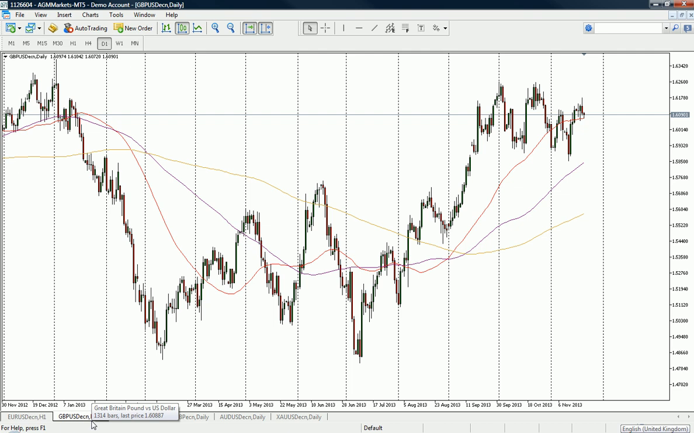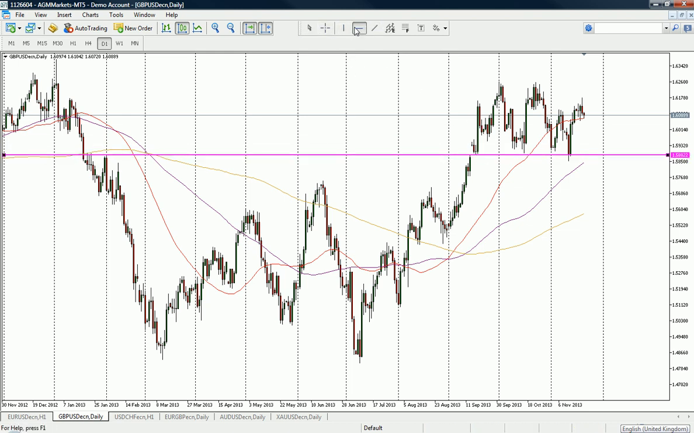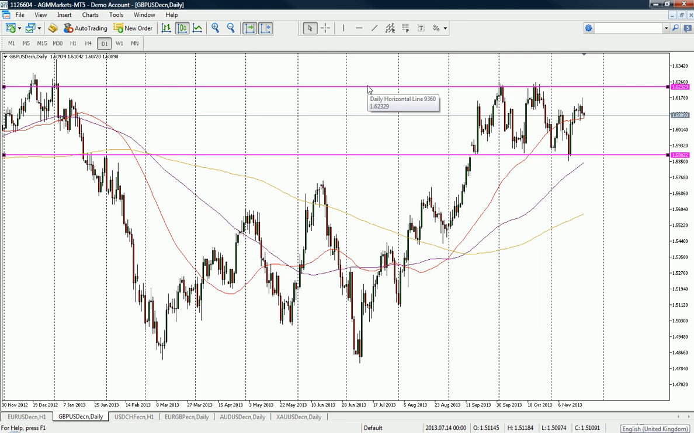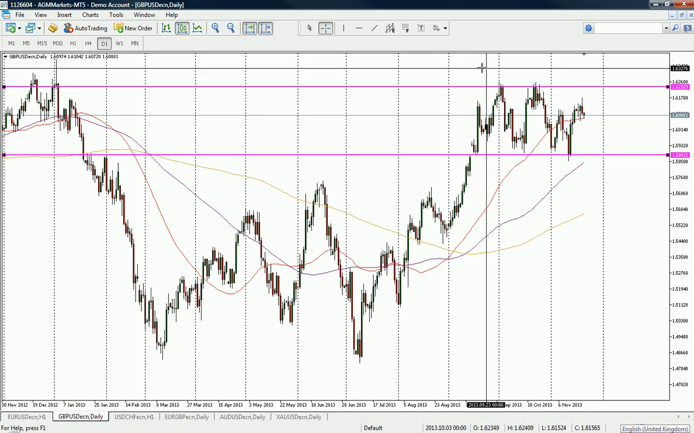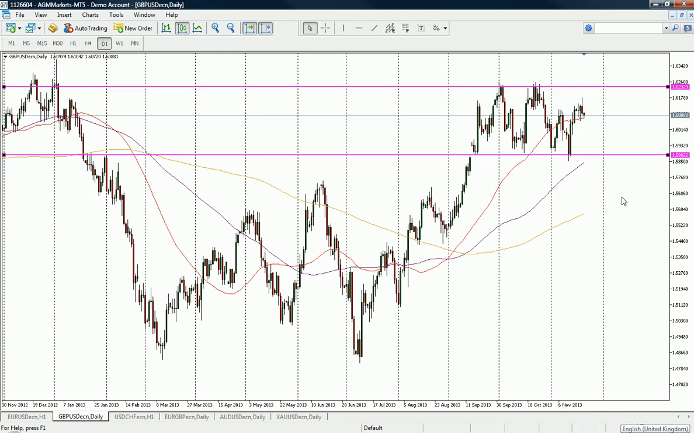Euro's been really technical. But cable is still pretty much chopping around in between this range. We haven't had a daily candle close either side of 162.32 and 158 since the 13th of September, so it's still in between this range.